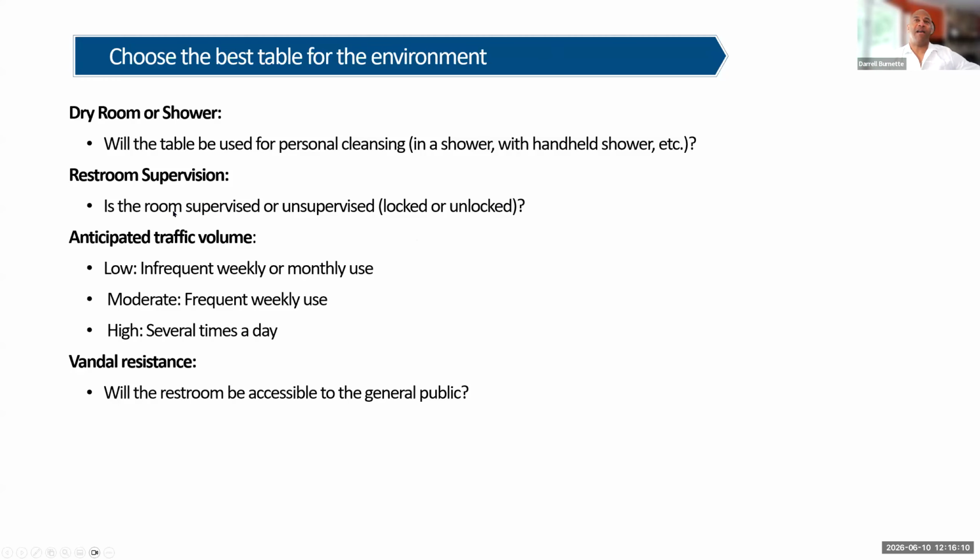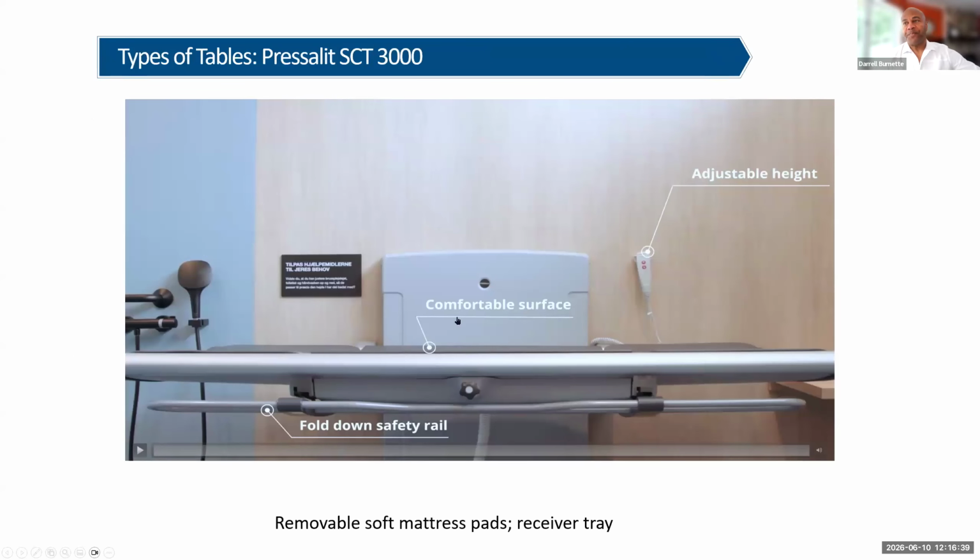Also, what is the volume of that restroom use, the traffic? Is it high traffic? Is it unsupervised? Is it supervised? Is it locked or unlocked? Is it open access 24 hours or is it monitored? That is a big difference because vandalism does play a part. It happens. So whether it's low, moderate, or high traffic, you want things vandal resistant if it is in the public spaces. So knowing that, I'm just going to show a few different models of tables.